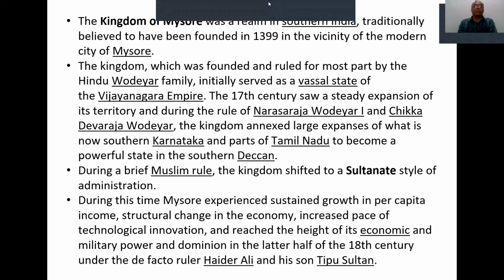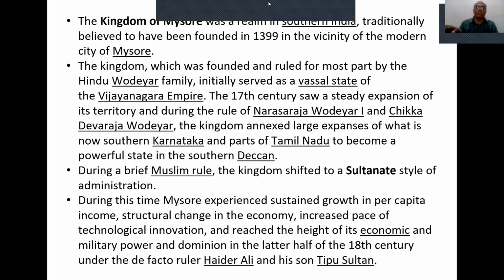During a brief Muslim rule, the kingdom shifted to a sultanate style of administration. Okay, so you have the Wadiyars, and after the Wadiyars, you have the sultanate. Initially it had the Hindu style of administration, and when it shifted to Muslim rule, you have the sultanate administration or the Muslim methods of administration during this particular period.